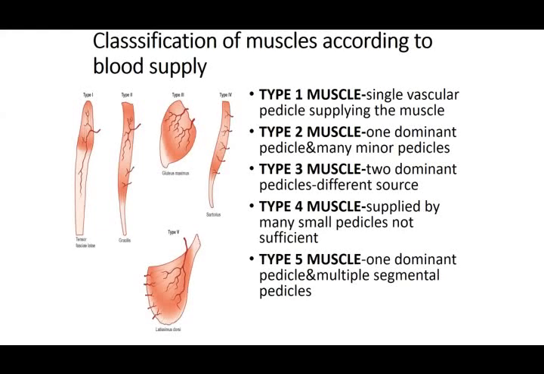Then type 3 is two pedicles, that is, supply from two different arteries. Fourth is many small arteries supplying the muscle. Fifth is one big one, and then many small ones supplying the muscle. So according to this, you can also group the muscles by how many pedicles are supplying the respective muscle.